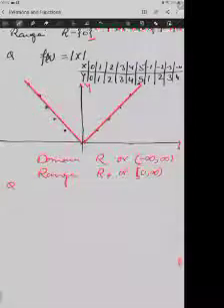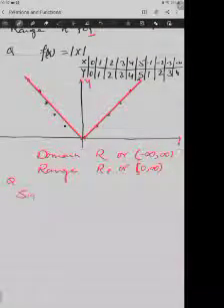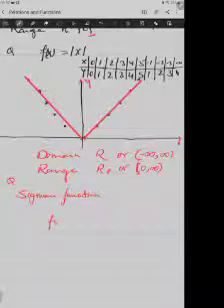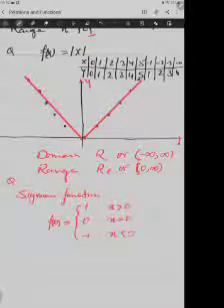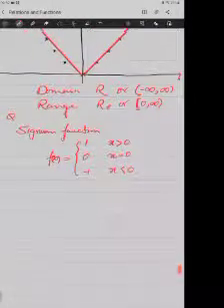Now we are going for the signum function. What is the signum function? If I want to represent it, then f(x) equals 1, 0, minus 1. When x is greater than 0, it will be 1. When x is equal to 0, it will be 0. When x is less than 0, it will be minus 1. So we are going to represent it on the graph.